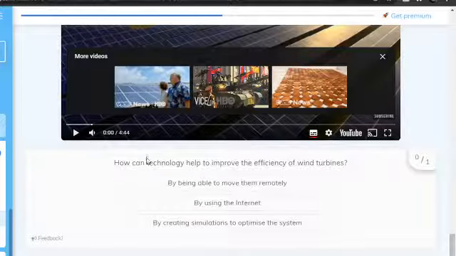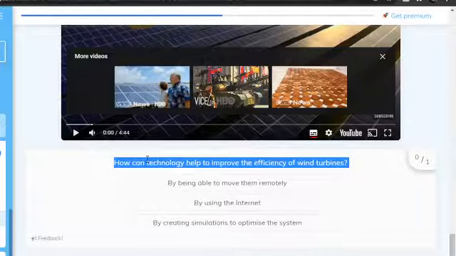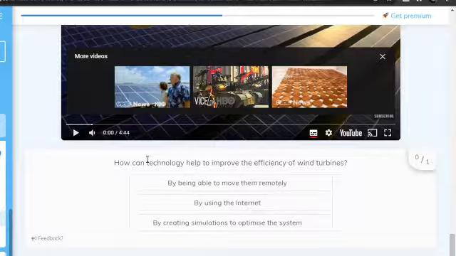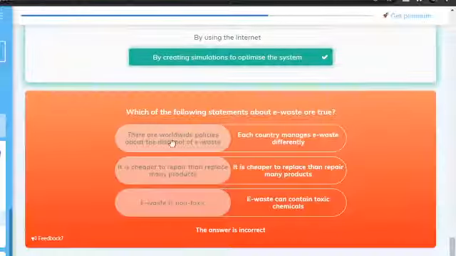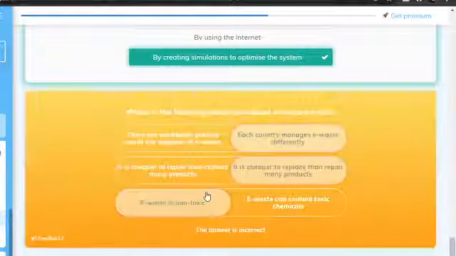She's really pissed she's getting a Nobel Peace Prize. How dare you? How can technology help to improve the efficiency of wind turbines? Technology, by creating simulations to help optimize it, so you can run them at their optimum at all times. Simple.